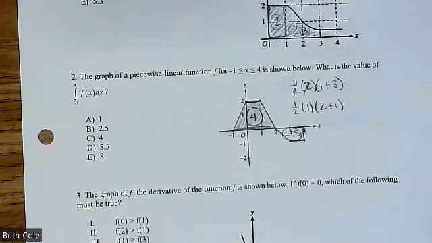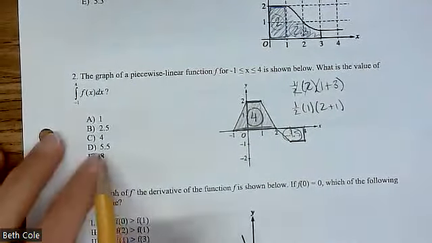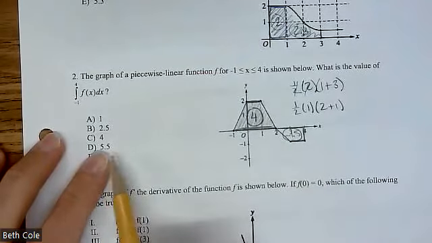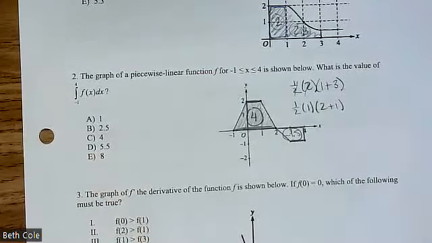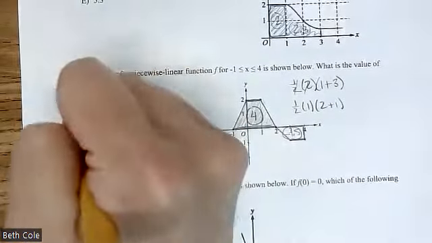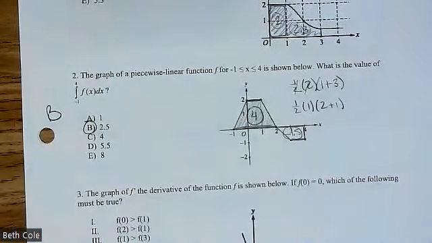So what's your total area? And look how they made 5.5 an answer. So if you forgot that negative, that answer shows up there. 2.5. So B as in Barracuda.